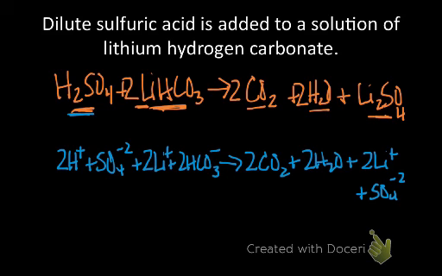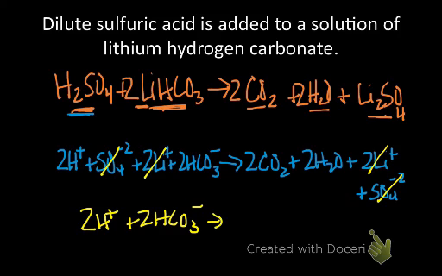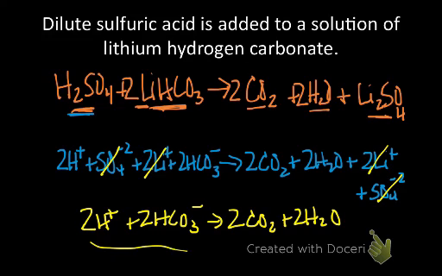Last step, go through and see if there are spectator ions. So in this case, my lithium ions cancel, my sulfates cancel, and I'm going to write what's left. So I end up with 2H plus, 2 HCO3 minus gives me 2 CO2 plus 2 H2O. So then that again is my net ionic equation for that reaction.